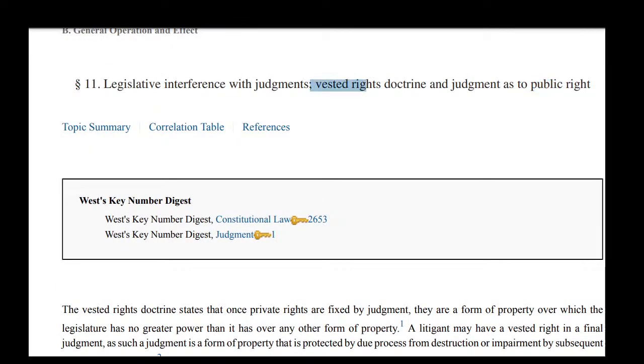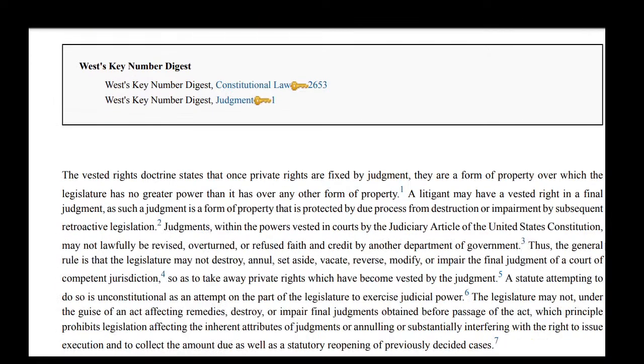Public right, the vested rights doctrine, legislative interference, but remember that the powers vested by the courts of the judiciary article of the United States Constitution may not lawfully be revised, overturned, or refused faith and credit by another department of government. This right here is your constitutional protection, the judiciary article of the United States Constitution.